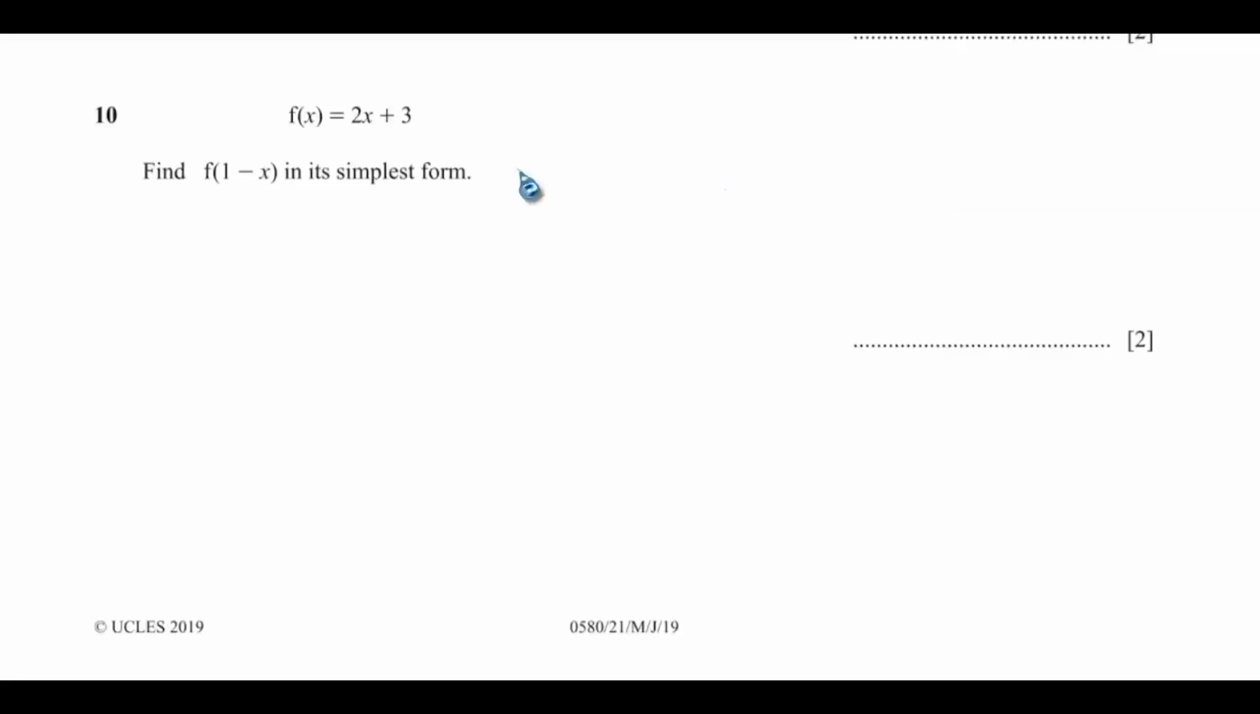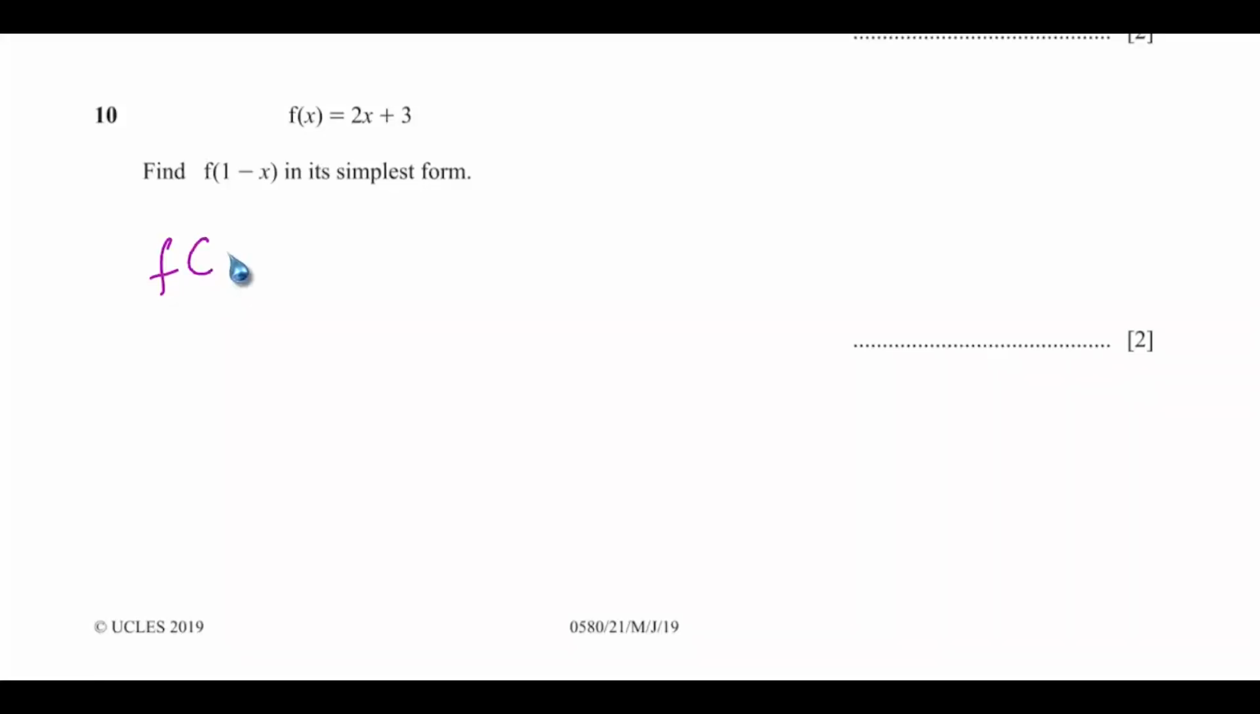The first question is question 10 of paper 058021, May June 2019. Given that f of x equals 2x plus 3, find f of 1 minus x in its simplest form. Since we know f of x equals 2x plus 3, getting f of 1 minus x will be very easy. All you need to do is pass 1 minus x into f of x. That is, anywhere you see x in f of x, you replace it with 1 minus x.